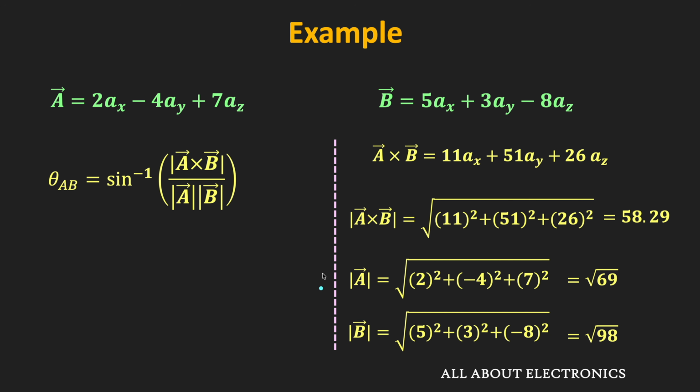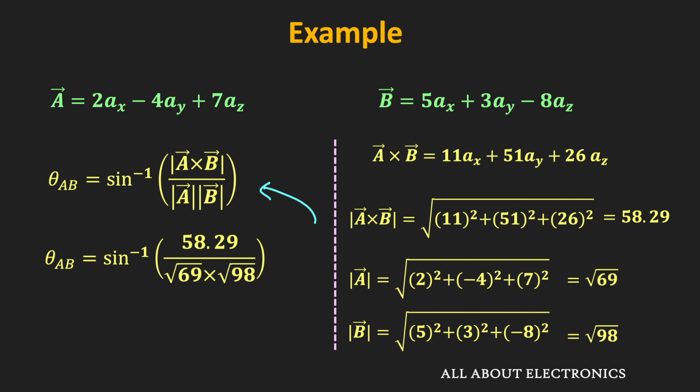Now let us put all these values in this expression. So we can say that theta AB is equal to sine inverse of 58.29 divided by square root of 69 times square root of 98, and that is equal to 45.2 degrees. That means here, with the help of the cross product, if we try to find the angle between the two vectors, then in this case we are getting 45.2 degrees.